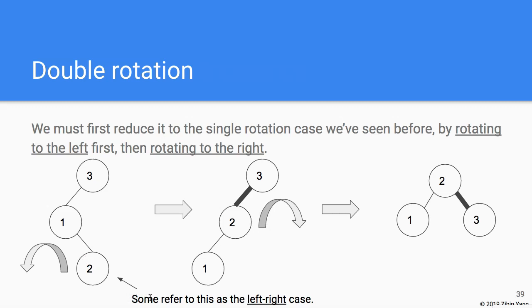Now, some literature refers to this as the left-right case because the node that violates the invariant, you travel down left first and then to the right. That's the subtree that's too high. So this is the left-right case.